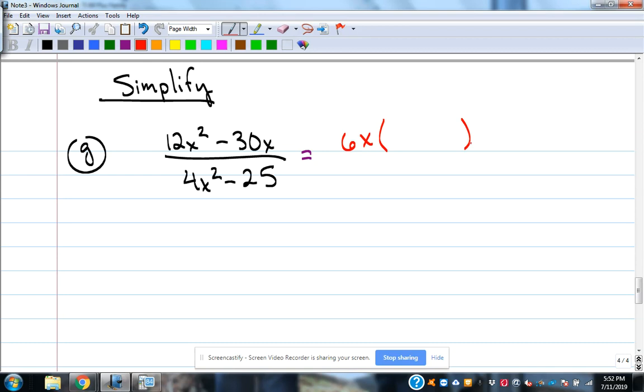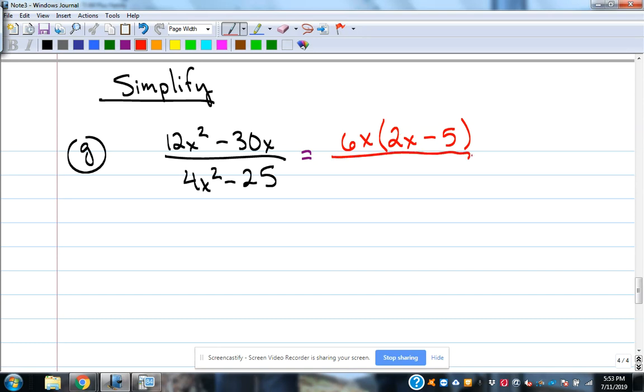What's that leave in the parentheses on top? What times 6x would get me 12x squared? 2x, good. What times 6x would give me a negative 30x? Negative 5. Okay. So we've factored the top part, because what's left in the parentheses doesn't fit any of our rules. It's not a difference of squares. It's got 2 terms, but it doesn't have a squared on the variable anymore. So now we've factored the top part completely.